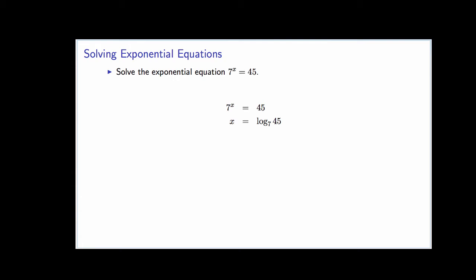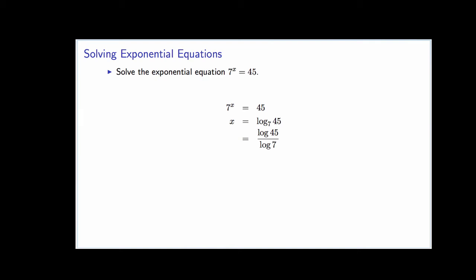Now we'd like to get a decimal approximation for x, and we notice again that we don't have a log base 7 button on our calculator. But what we can do is use this change of base formula that we've derived previously to express the log base 7 of 45 in terms of the common logarithm, or the base 10 logarithm. So using our change of base formula, this becomes log 45 over log 7, where again, these are your base 10 or common logarithms.